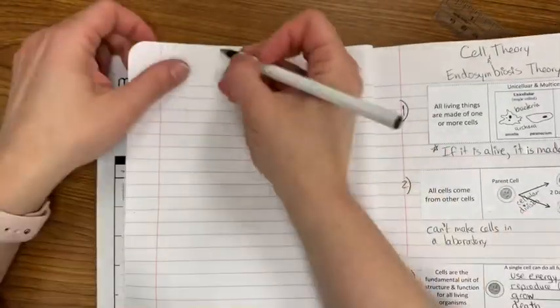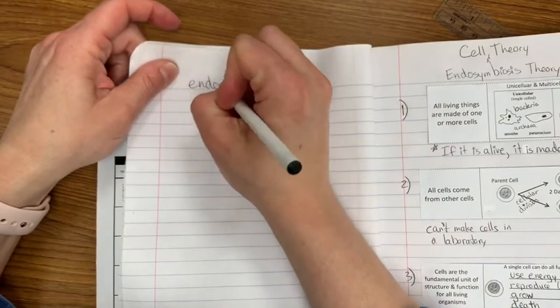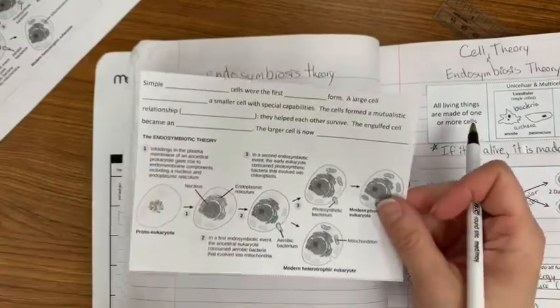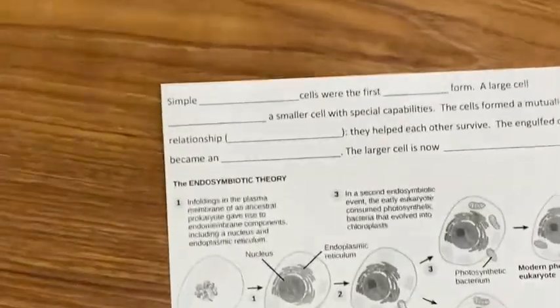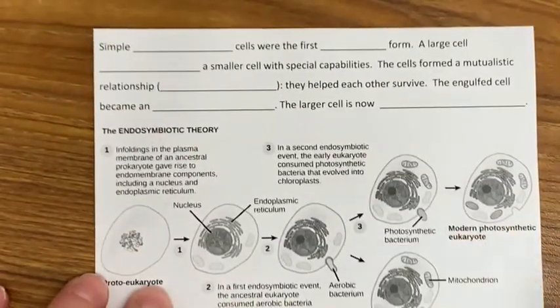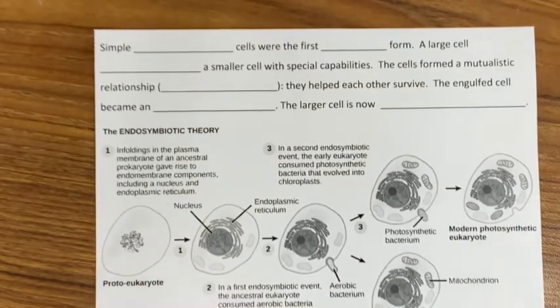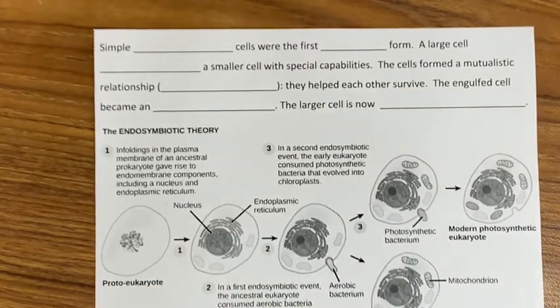Over on this page, we're going to talk about endosymbiosis theory. We're going to write on it, and then we'll glue it in and we'll move on. Okay, so this paper, endosymbiosis theory. This kind of explains where eukaryotic cells came from, explaining that they used to be part of prokaryotic cells. This is like evolution, way, way back at the beginning when life began.